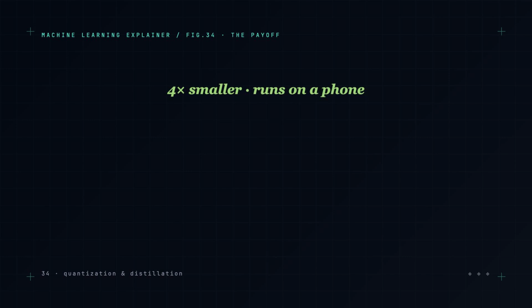The gains are concrete. Quantize a model to 8 bits, and it's roughly 4 times smaller, uses far less memory bandwidth, and runs noticeably faster. Often enough to fit on a phone or a single consumer GPU. It's the main reason capable models can now run locally on your own device with no cloud at all.